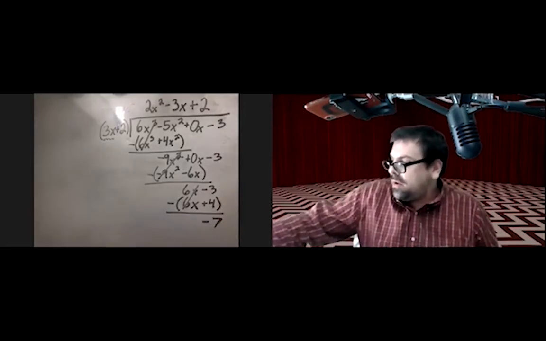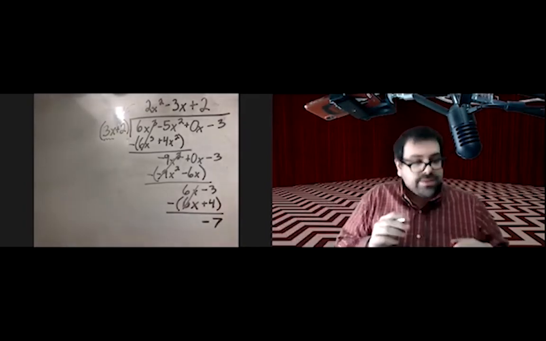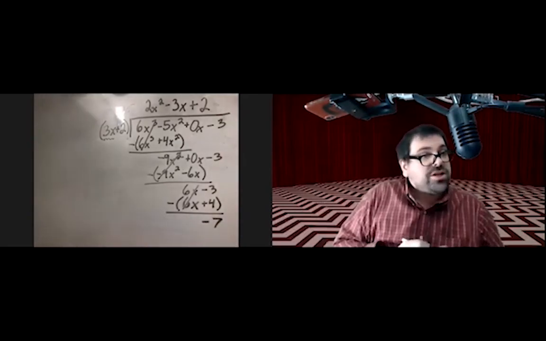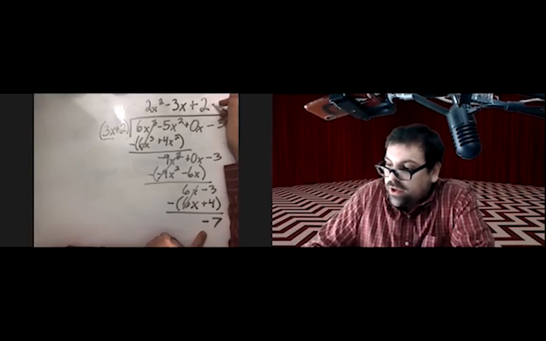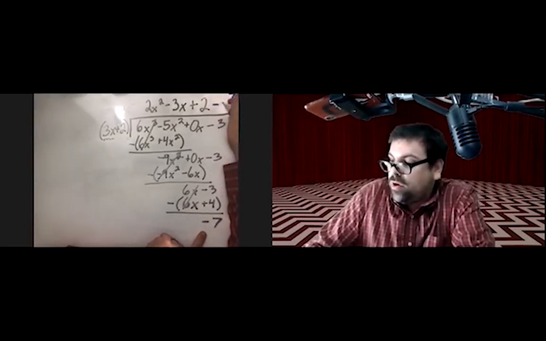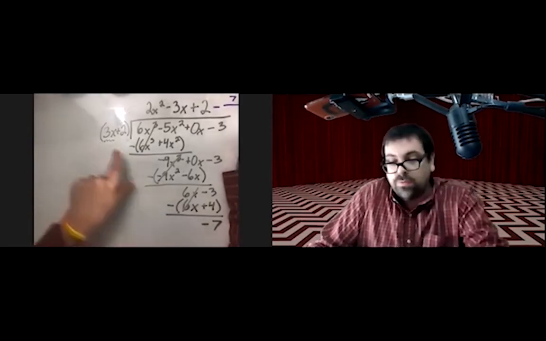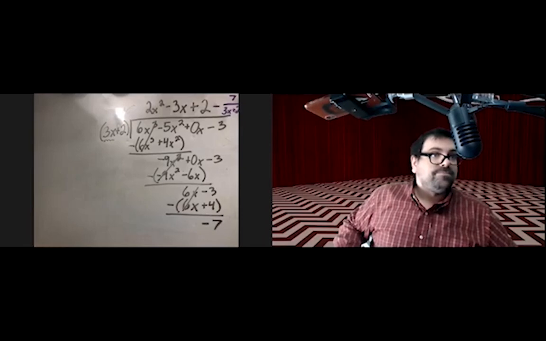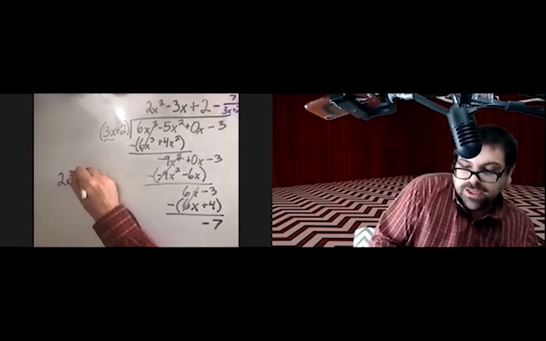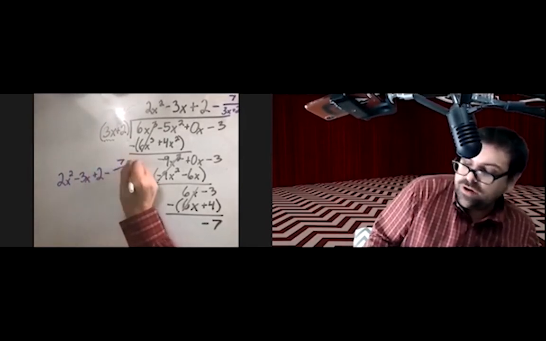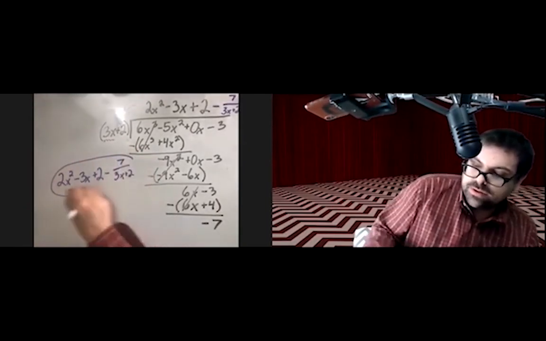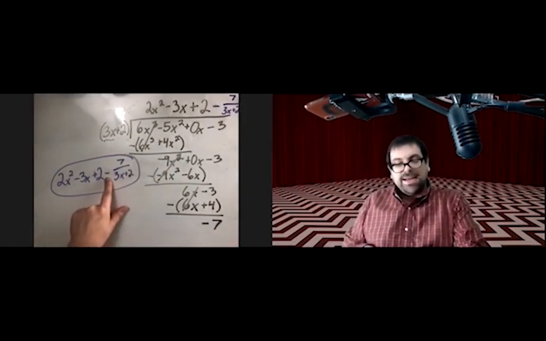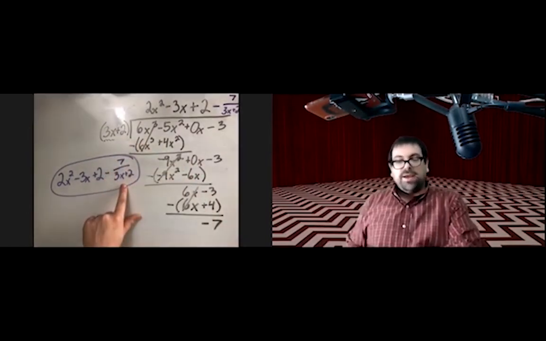Well, remember I said the way we're going to deal with remainders is going to be most similar to the fraction method. So we have a minus 7. I'm going to go minus 7 over what we're dividing by, 3x plus 2. So that's the answer: 2x squared minus 3x plus 2 minus 7 over 3x plus 2. The remainder of negative 7 becomes minus 7 over whatever we were dividing by.